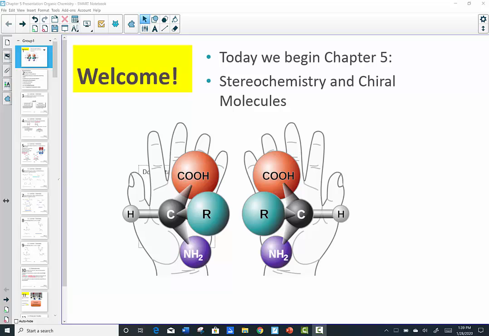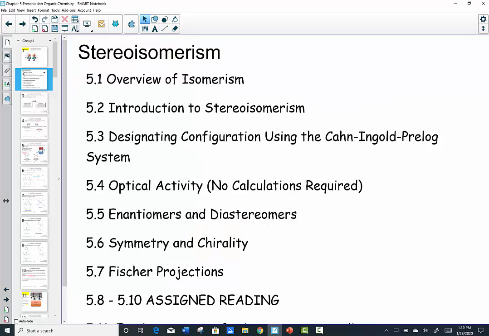Today we're beginning a lesson in Chapter 5, taking a next step with stereochemistry and stereoisomers, our investigation of chiral compounds and the handedness that they exhibit. So welcome to the beginning of Chapter 5. Looking at our journey through the chapter, we begin with an overview of what isomers are. Isomers we have explored so far include constitutional isomers and stereoisomers.